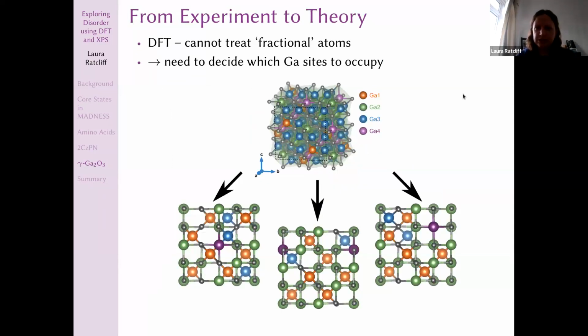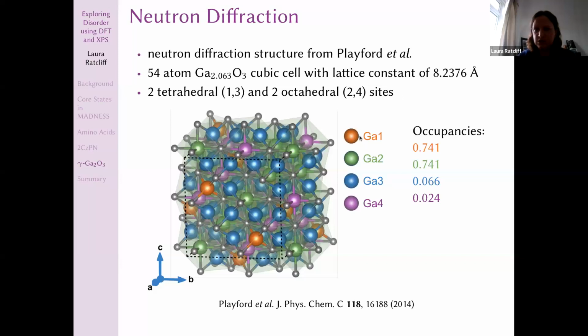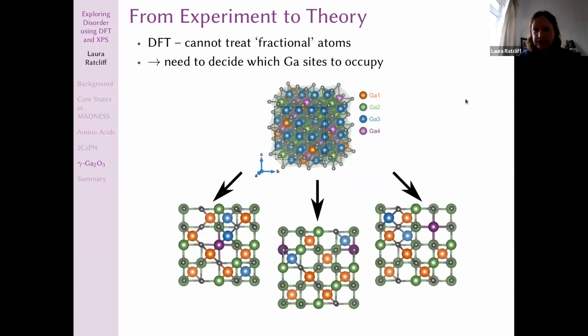This may seem a bit obvious, but for those of you who may not be so familiar with DFT, we can't treat fractional atoms with DFT. Whereas in the diffraction refinement of our crystal structure, we can just apply these occupancies to the sites, in DFT we either need to have an atom or not an atom. So we need to make some decisions about which of these sites to occupy. And there are lots of different ways to do this, given the number of sites that are present in the cell.